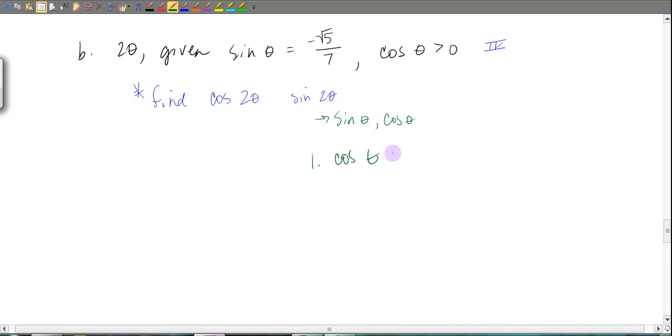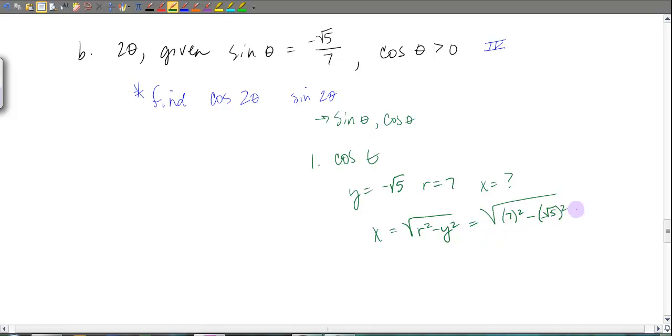Okay, so cosine theta, you can do all sorts of different things in finding cosine theta. Let's do the XYR. If I know that Y is negative square root of 5, R is 7, then I'm looking for X. So X is going to be the square root of R squared minus Y squared, which is the square root of 7 squared minus negative square root of 5 squared, which would be 49 minus 5, which would be the square root of 44. And hopefully you remember that when I reduce this, that's going to be 2 square roots of 11, because I'm looking for perfect square factors of 44. And that's what I get right there.